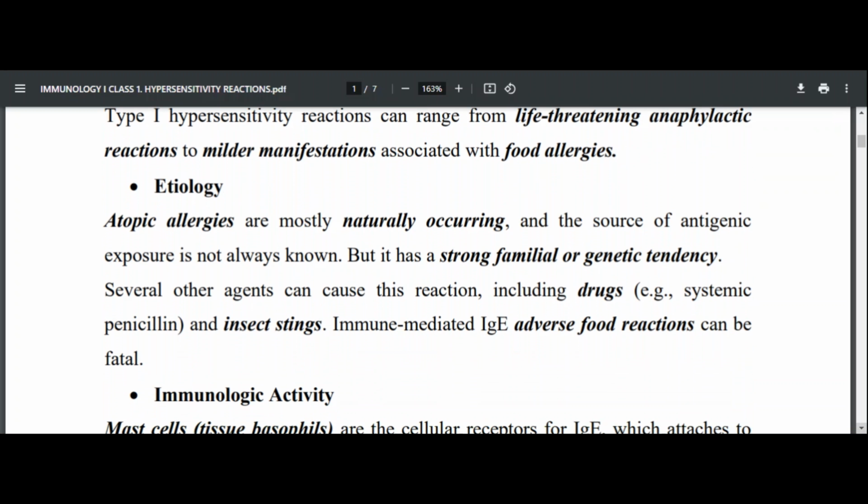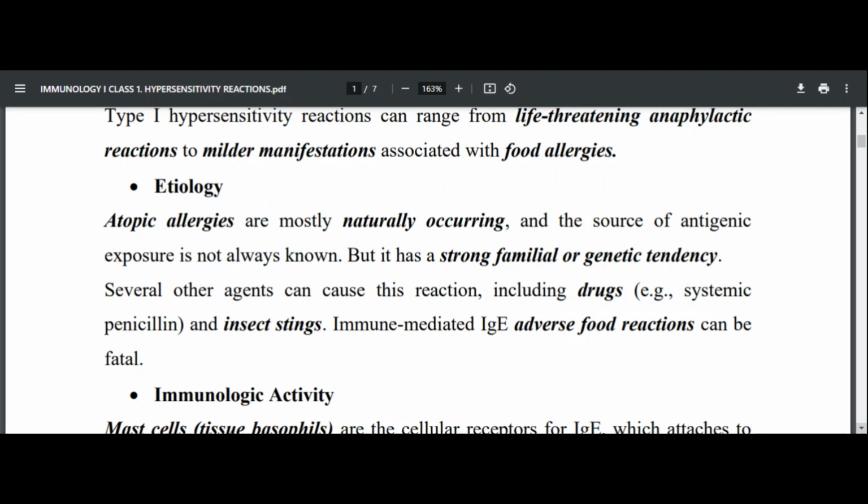So other agents that can cause this reaction include drugs, for example systemic penicillin, as well as insect stings. But of course there will be involvement of IgE, an immune mediated IgE reaction. So in case of adverse food reaction, this can be fatal in most cases.